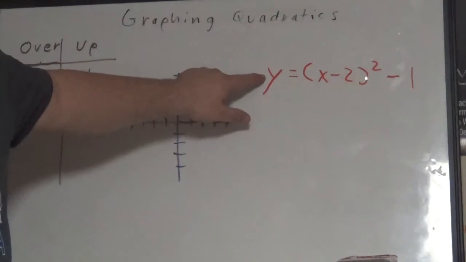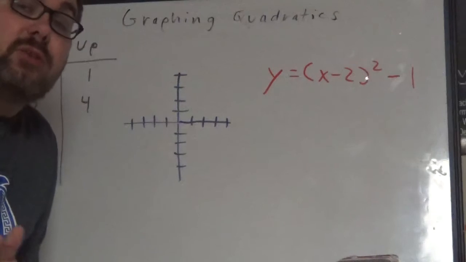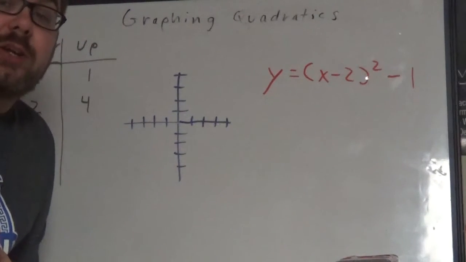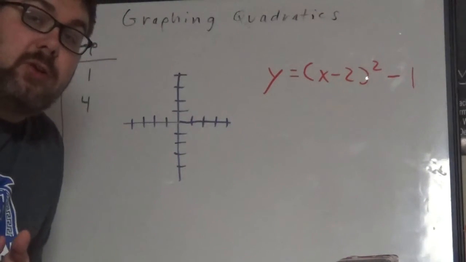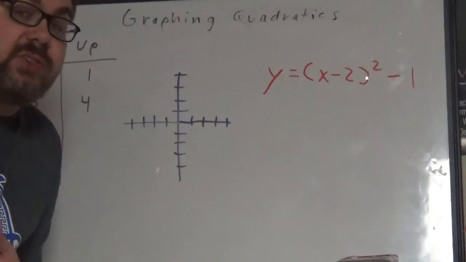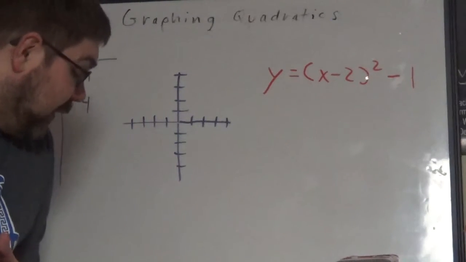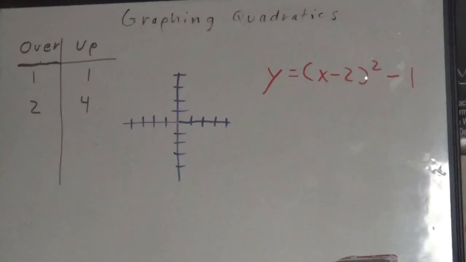This is the equation that we'll start with. This will be the first one we look at, and it says y equals the quantity of x minus 2 squared minus 1. And you might notice that it looks different than the quadratics we were doing in the other two videos, and that's because they were in what's called standard form, and this is again in vertex form. And the reason we put it in this form is so that we can easily find the vertex.